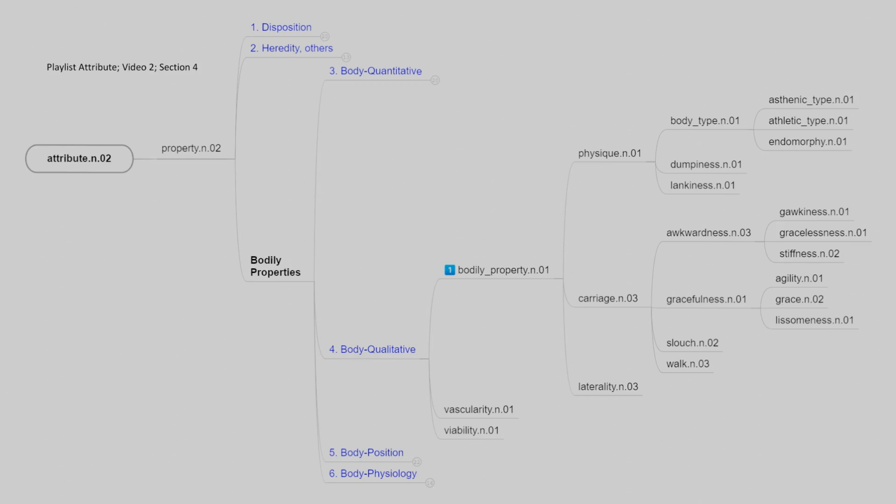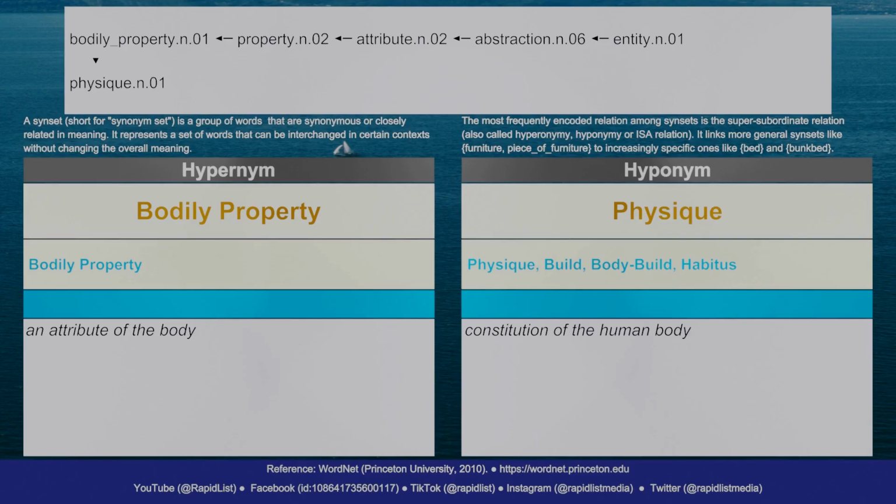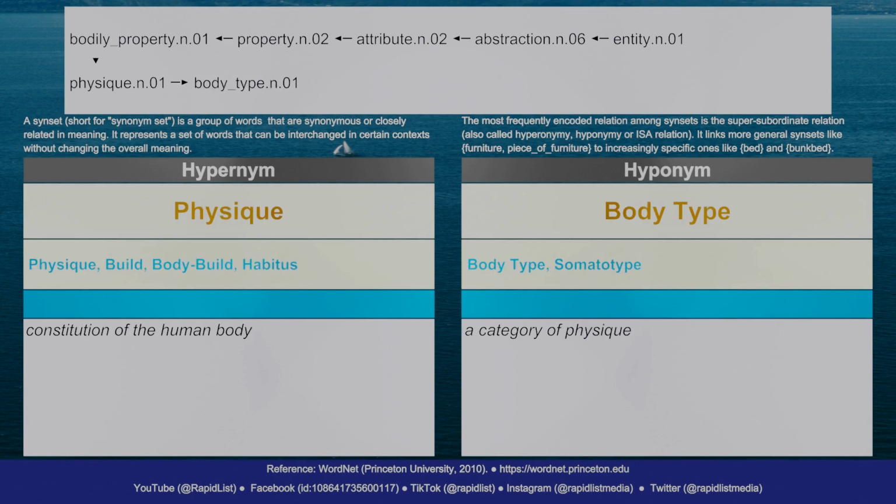Section 4. In this section we will explore some bodily properties that we usually use to describe bodies such as physique and carriage. Physique. Constitution of the human body. Body type. A category of physique.